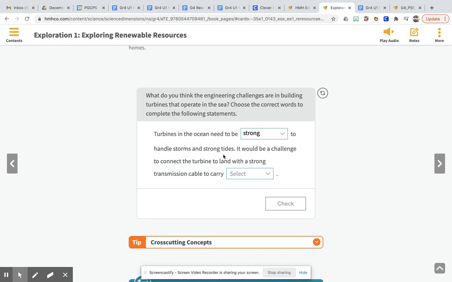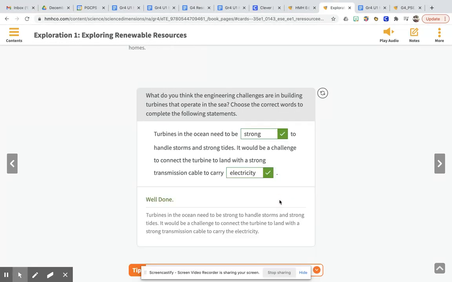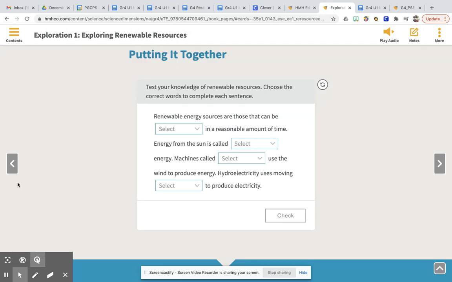I'm going with strong. Strong to handle storms and strong tides. It would be a challenge to connect the turbines to the land with a strong transmission cable in order to carry. And what is it that we're looking for them to carry? Is it wind, water, or electricity? Well, yes, of course, the tides do have water, but are we trying to get the water to land, or what is it that we want to do with these tides? That's right. We want them to be able to carry electricity. Great job, guys.